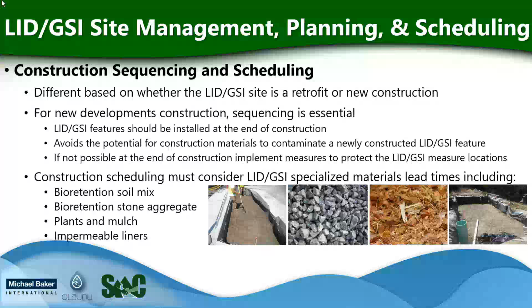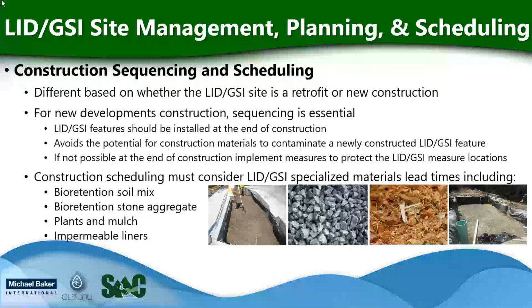LID and GSI features should be installed at the end of construction if possible. This avoids the potential for construction materials to contaminate a newly constructed LID and GSI feature. If it's not possible to construct these at the end of construction, measures should be implemented to protect the LID and GSI measure locations.